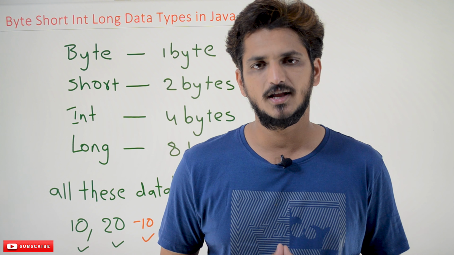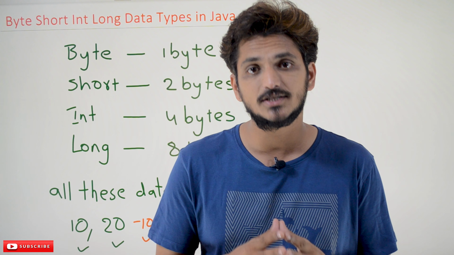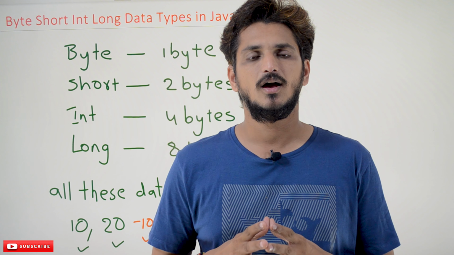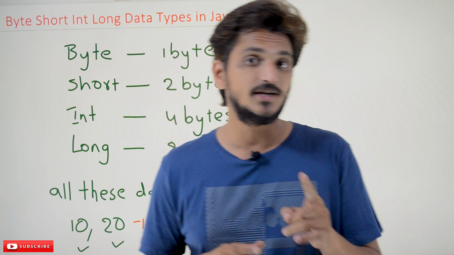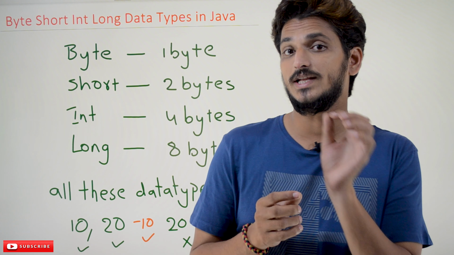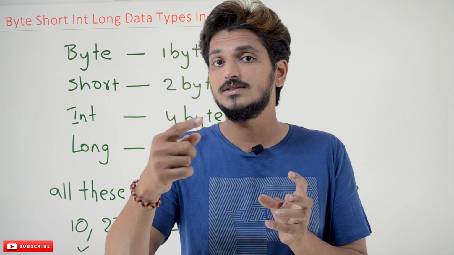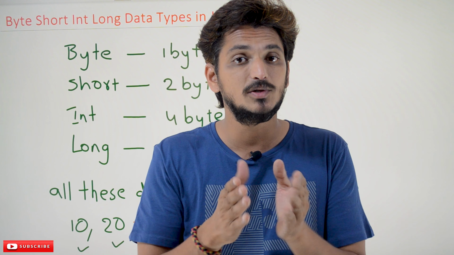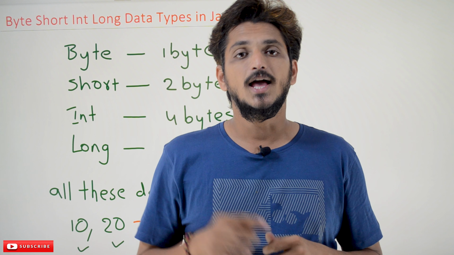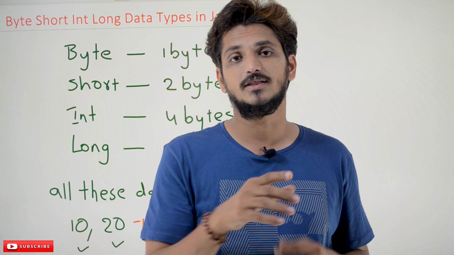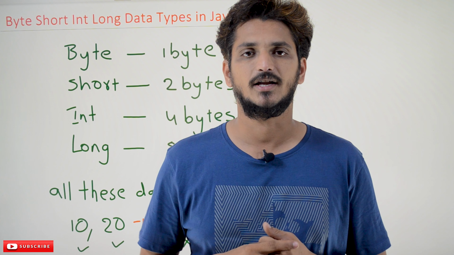I am Raghuveer. In this class, we will discuss byte, short, int and long data types in Java. In our last class, we clearly discussed what a variable is, what a data type is, how memory is allocated to variables, what symbol tables are, and what the use of a symbol table is. Please watch that class and come back here. That helps you a lot in understanding the data types.